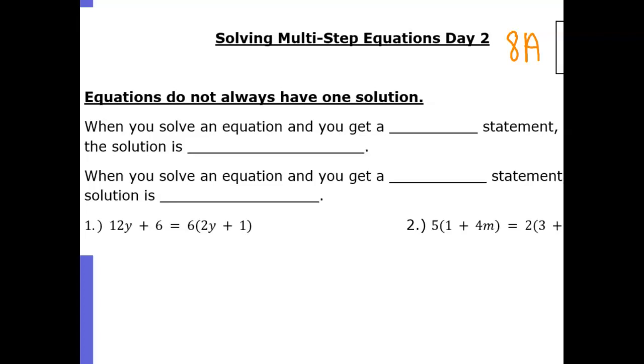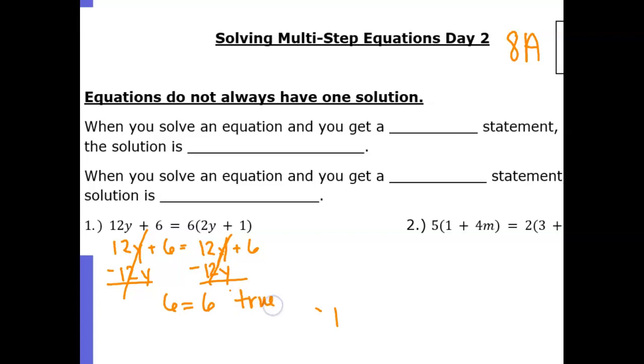Looking at our first example, watch what happens when we distribute. We're still going to follow DC-MAM. So we start out and we distribute. When we move the variable to one side, we subtract 12y from both sides. If you notice, when we do that, we're left with 6 equals 6 because the 12y cancels out on both sides. 6 equals 6 is a true statement. So if you solve an equation and you get a true statement, then the solution is, how do we write this? We say all real numbers. So we write it as all real numbers like this.